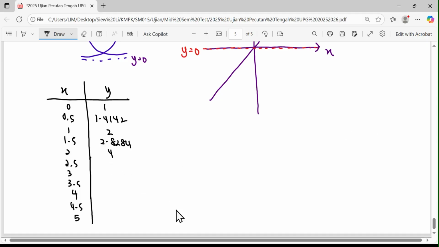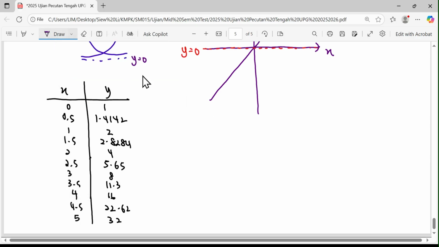This is 4, and 5.65, 8, 11.3, 16, then 22.62, and 32.